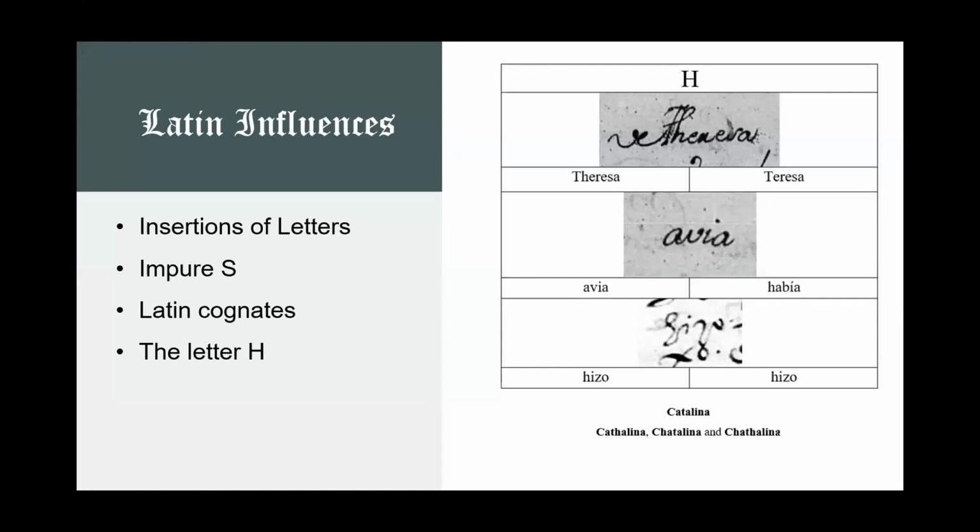But again, because H is a silent letter in Spanish, it can pop up anywhere. So if we take, for example, the name Catalina here at the bottom, the H can appear after the T, after the C, or it can even appear in both places. So just remember to be flexible when you're coming across H's or the lack of H's in Spanish records.